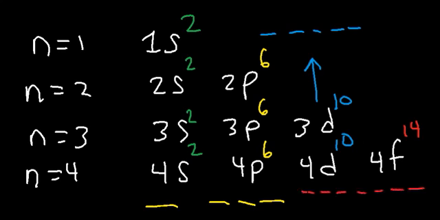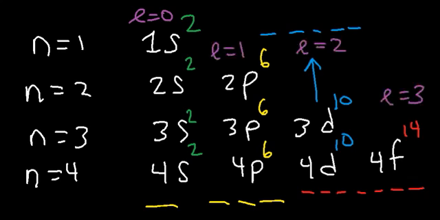So those are some things you want to keep in mind. By the way, whenever you have the S sublevel, L is equal to 0. For the P sublevel, L is equal to 1. For D, L is equal to 2. And for F, L is equal to 3.